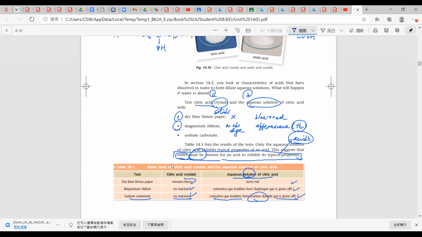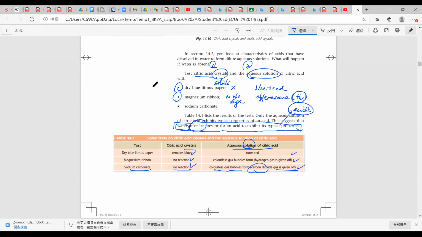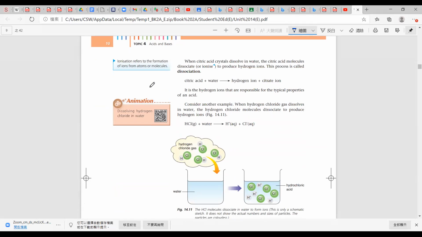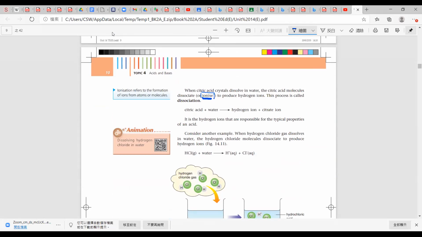Okay. So the question comes, why? When the citric acid crystals dissolve in water, what will happen? The citric acid molecules would ionize. Be aware that the term to use is ionize. Do not use the word dissociate, okay? Use ionize. Ionize means citric acid plus water will release a hydrogen ion and citrate ion. So we call that ionization.